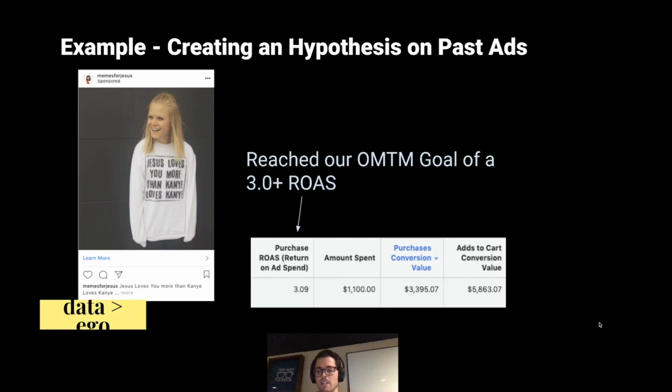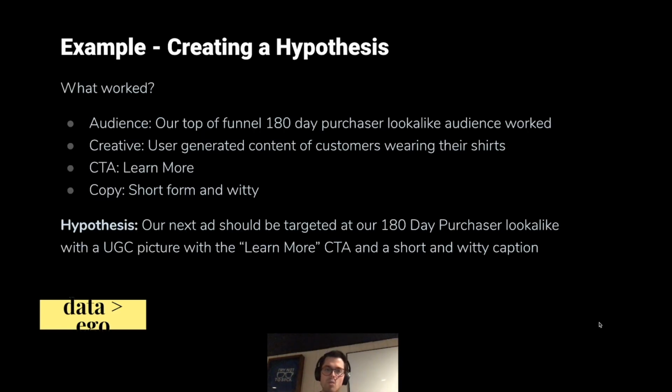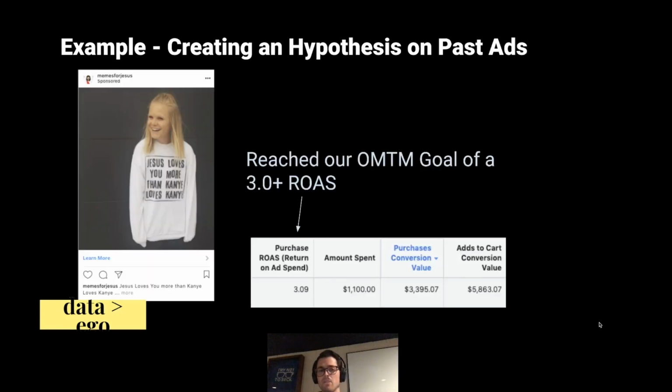So if we look at it, we can dissect what worked. This ad in particular was a top of funnel audience, using what Facebook calls a lookalike of 180-day purchasers. So they're creating an audience, using their algorithm to figure out the type of people that bought from them over the past 180 days, and making an audience of people that look like those people. So that's the audience. The creative was just user-generated content of a customer wearing the shirt. Call to action was learn more, and the copy was just short form and witty. So, Jesus loves you more than Kanye loves Kanye.